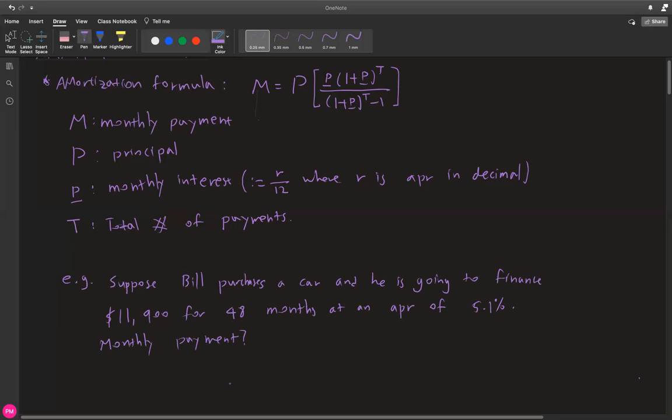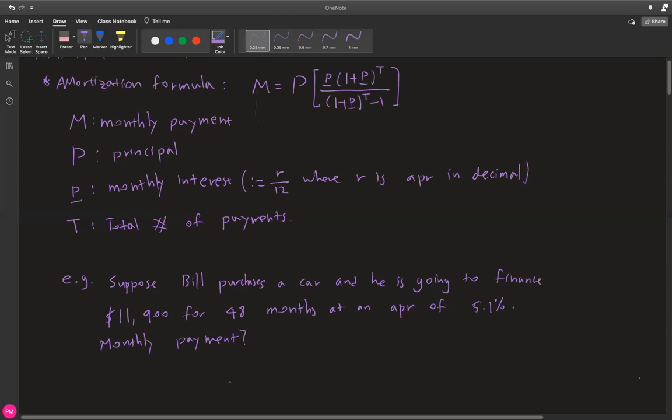So in this case, after the down payment and fees and everything, Bill ended up financing the $11,900. Whether it is from the bank or through the dealership, it doesn't matter. Here, Bill is trying to finance it. With an APR of 5.1% for 48 months, it is very important to know how much he will be paying each month, because that's directly related to his expenses each month.